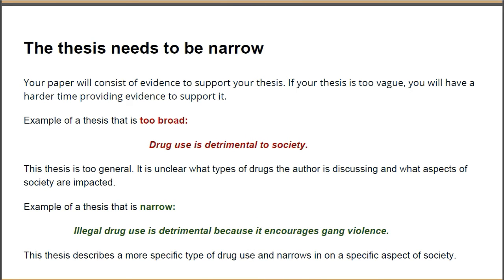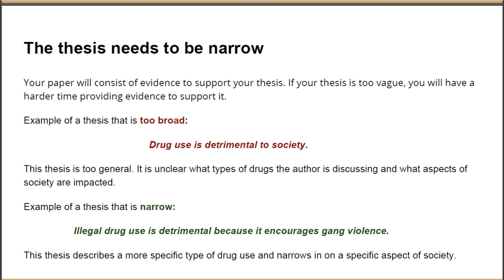Next, your thesis should be narrow. Your paper will consist of evidence to support your thesis. If your thesis is too vague, you will have a harder time providing evidence to support it. For example, this thesis is too broad. Drug use is detrimental to society. The thesis is way too general. It is unclear what types of drugs the author is discussing and what aspects of society are impacted.